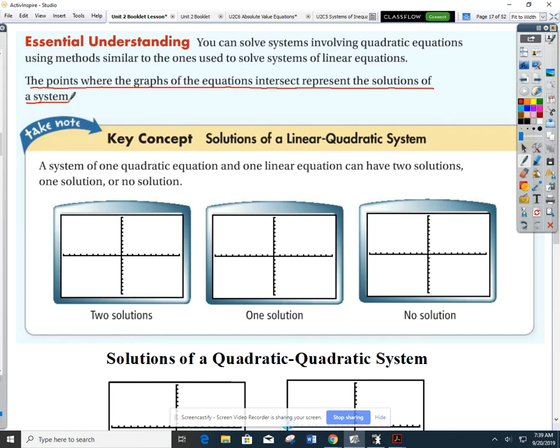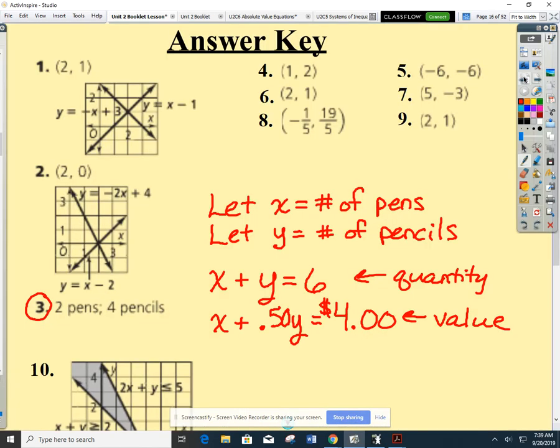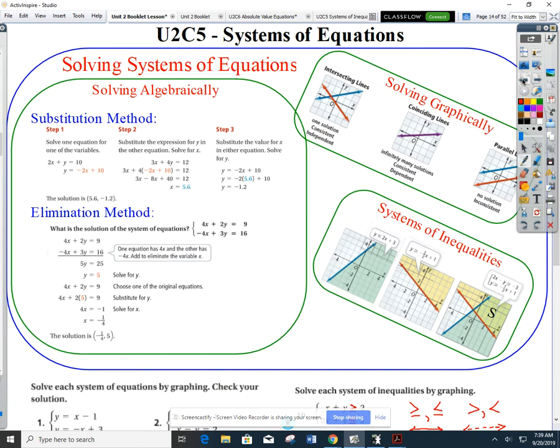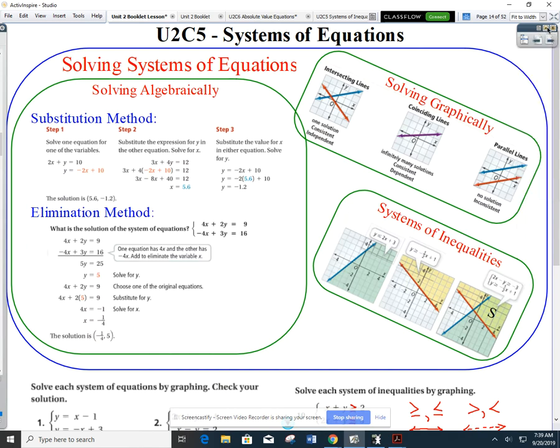With a linear equation, just to recall, I'm going to go back to the previous page. We could have one solution. You could have an infinite number of solutions because one line is on top of the other, or you can have no solution at all because the lines don't touch because they're parallel.